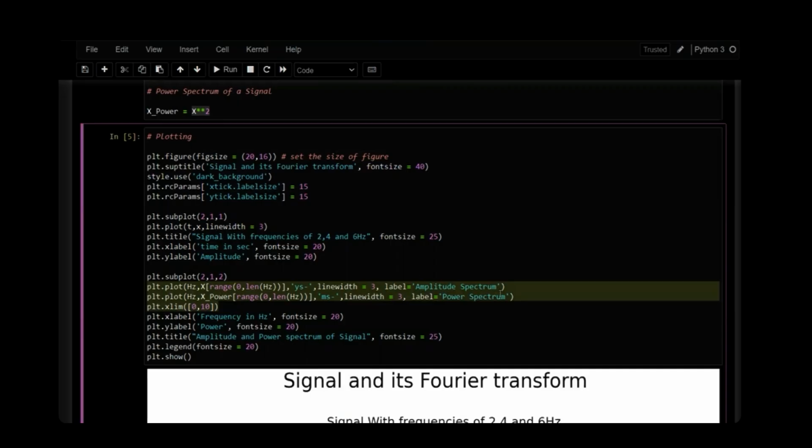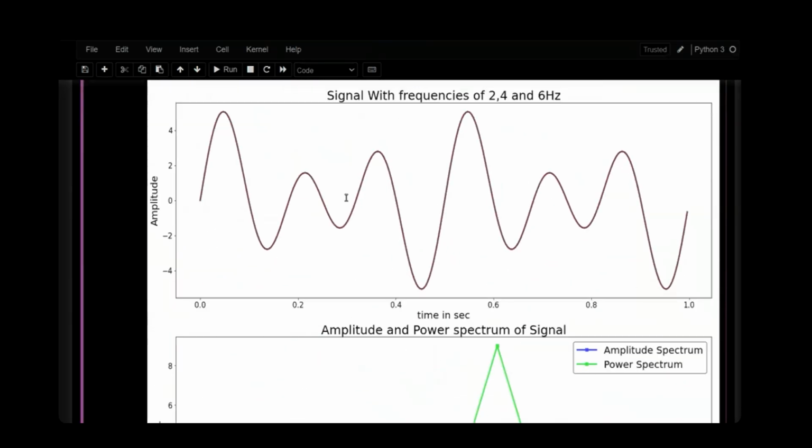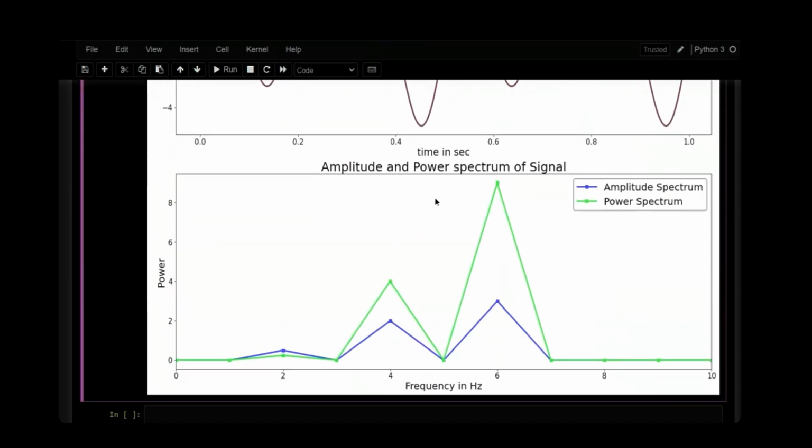So here we are not using plt.stem. Instead, we are using plt.plot for both the amplitude spectrum and the power spectrum, so that we can see the amplitude spectrum clearly on top of the power spectrum and the power spectrum clearly relative to the amplitude spectrum. So the power spectrum is a very prominent way of representing a signal in the frequency domain because it highlights those features that are most dominant in the signal.